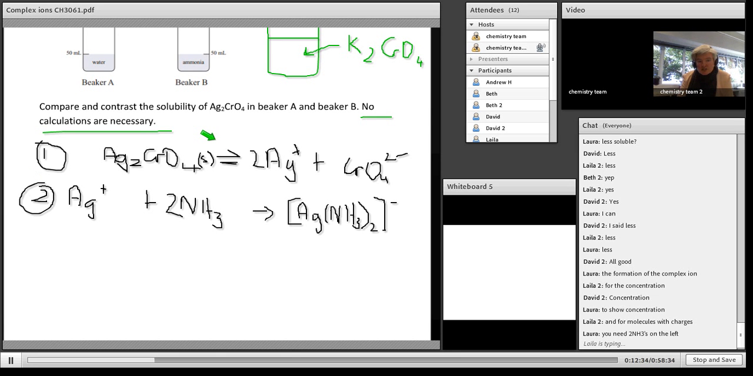So the equilibrium position in equation 1 shifts to the right because silver ions are being removed. Remember Le Chatelier's: if a stress is applied to a system, and in this case the stress is removing the silver ions, the equilibrium position is going to shift to minimize that stress, so it's going to shift to replace the silver ions. So I'm going to get more and more of the silver chromate dissolving to try and replace those silver ions. And that's pretty much how you would explain this one.